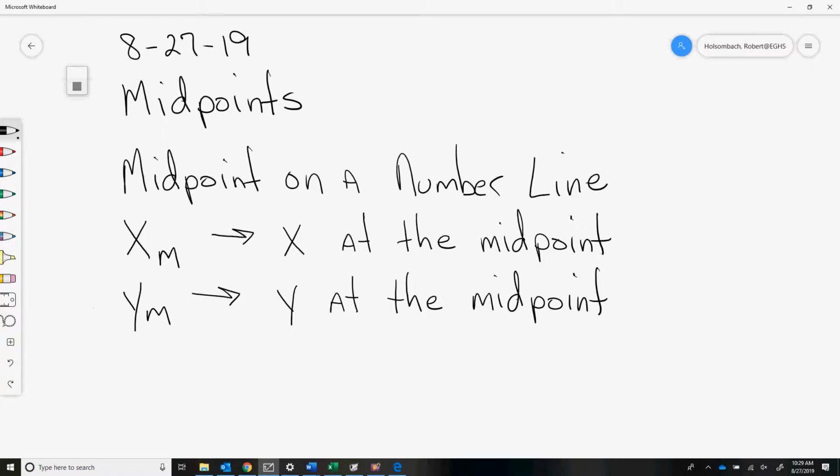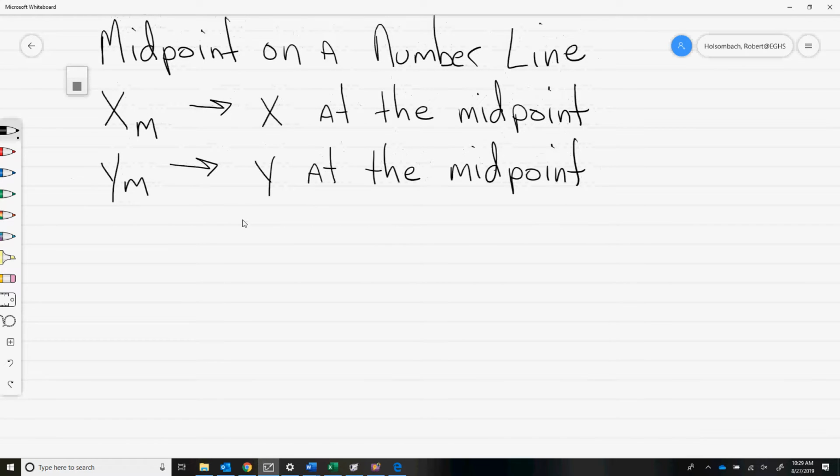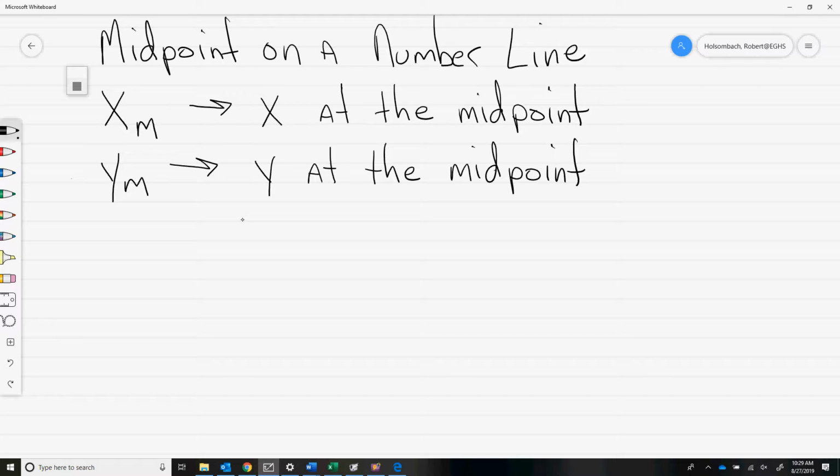Alright, so when you are finding a midpoint on a number line, your midpoint, your x sub m, is going to be equal to your x sub 1 plus your x sub 2 divided by 2. The coordinate at the midpoint on a number line is equal to the average of the two endpoints. So you take those coordinates, you add them together, you divide by 2.